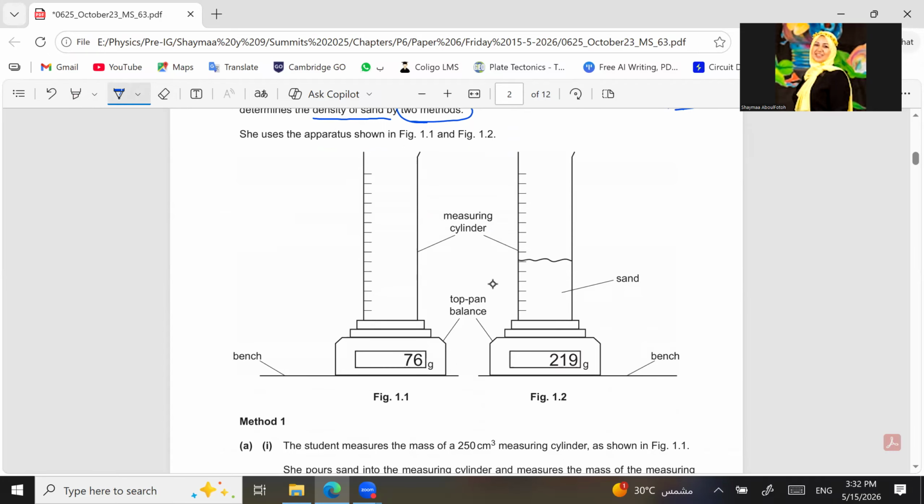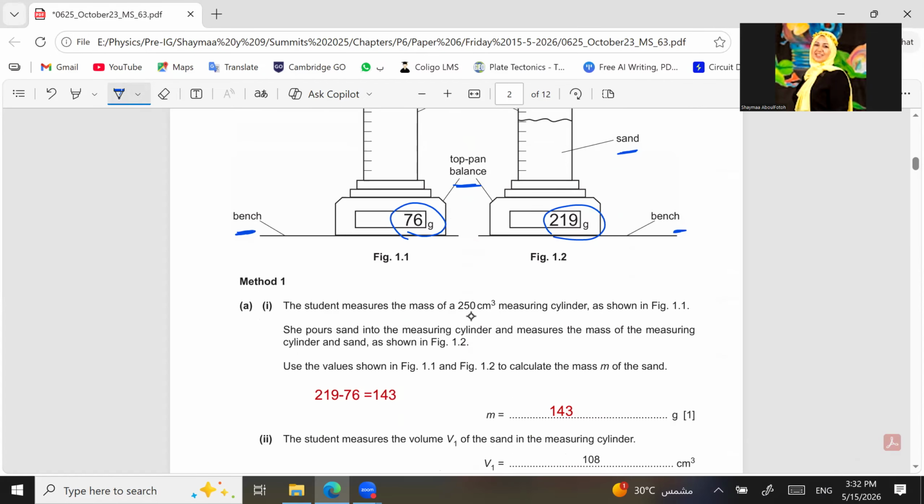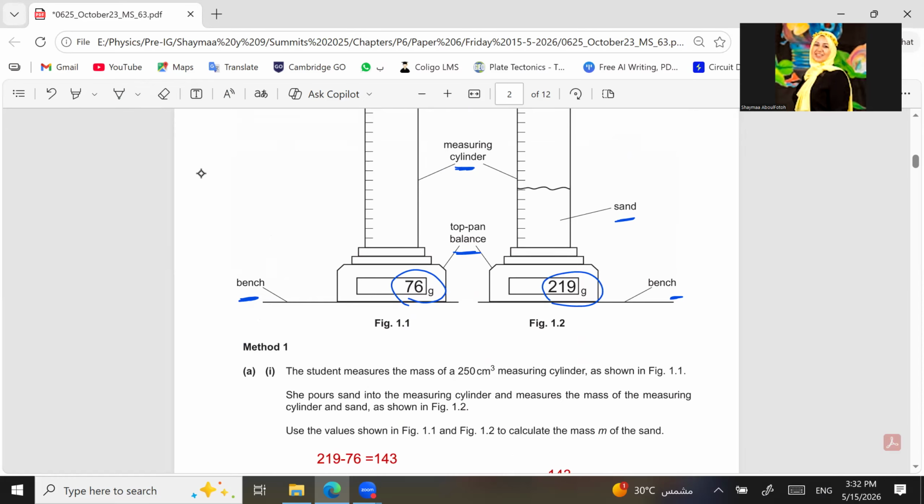Let's see the diagram. We have a measuring cylinder, we have sand, and we have a pan balance to measure the mass. According to the drawing, we have two masses: 76 gram and 219 gram. Let's see what he did. The student measured the mass of the 250 centimeter cube measuring cylinder, as shown in figure 1.1. Then she pours the sand into the measuring cylinder and measures the mass of the measuring cylinder and the sand, as shown in the figure.